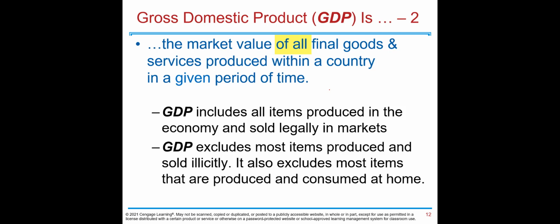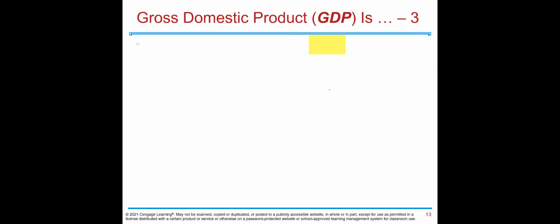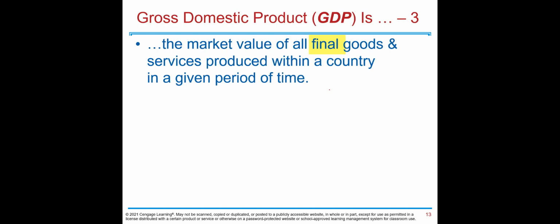Another example, let's say one of your friends buys marijuana in Texas. Marijuana is not legal in Texas, so that transaction is not included in GDP. But the same friend can buy marijuana in, let's say, Colorado, which is legal, sale is legal, then it's included in the GDP.